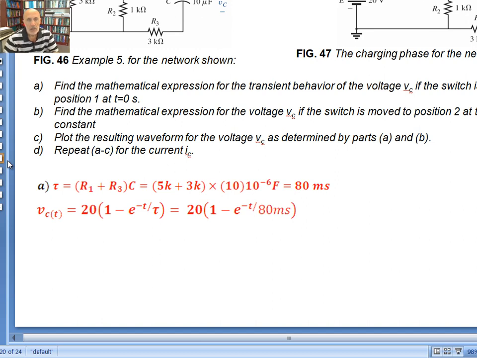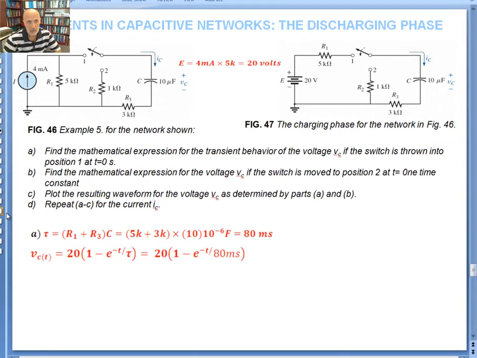Let's look at another example. It says in a capacitor network discharge phase, now you have a current source. At time t equal to 0, you switch to position 1, and you want to calculate the voltage across the cap and the current through it, just like the previous problem.